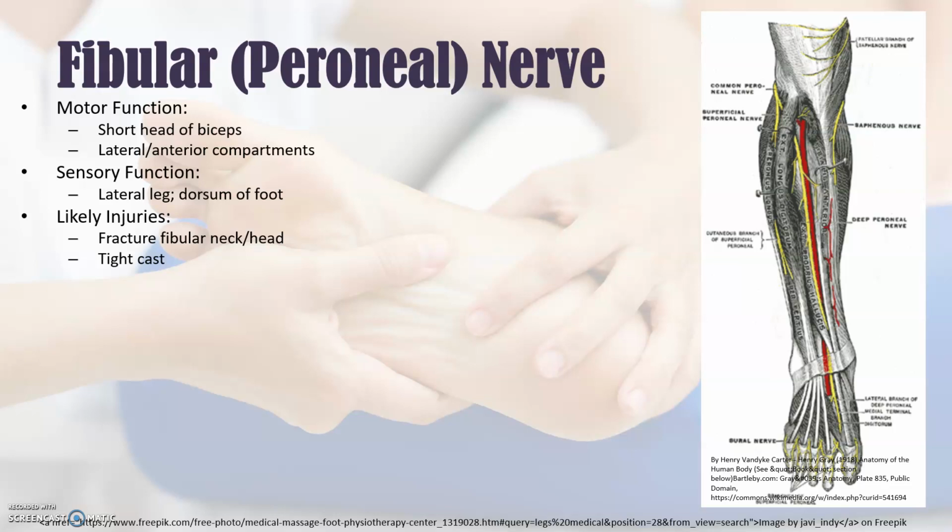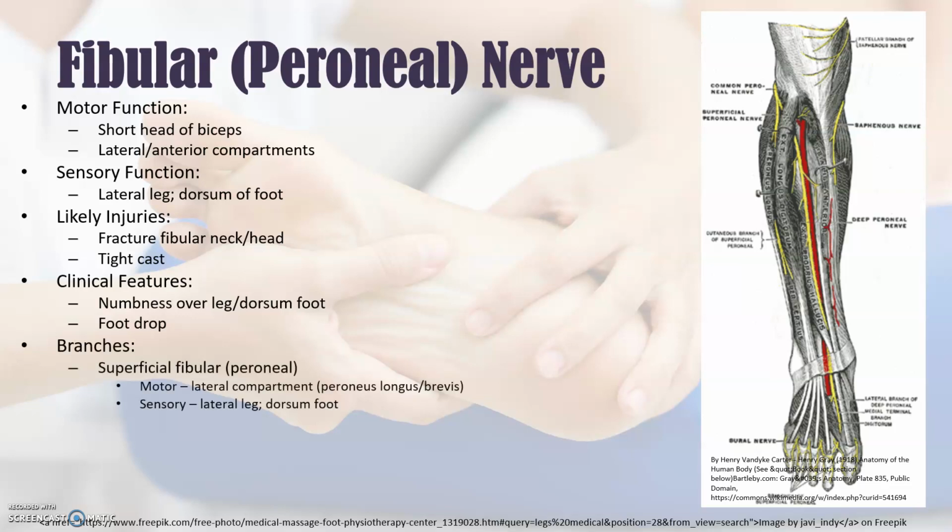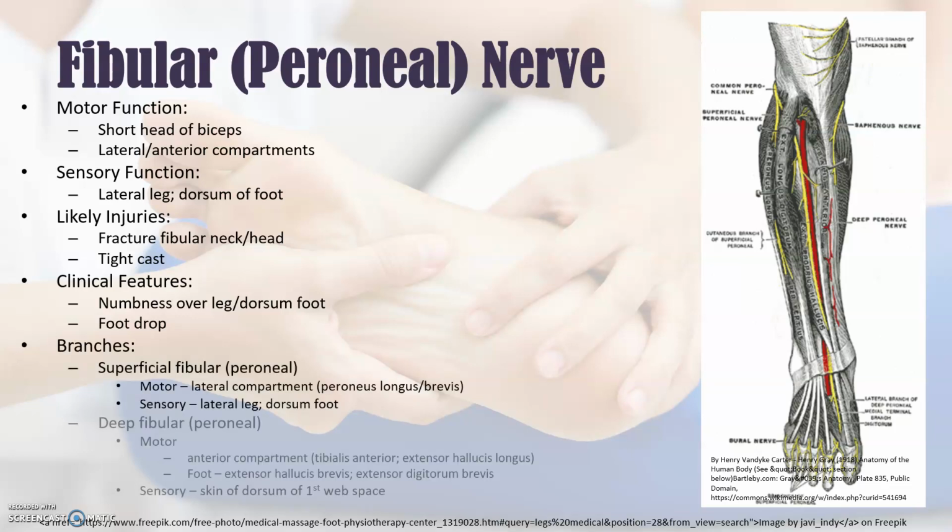The nerve may be injured with a fracture of the fibular neck or a tight cast where it winds around the fibula. And of course, this will cause numbness to the foot and the foot drop. It does have a superficial branch, as we said before, and a deep branch. And you can have a look at this and see the exact muscles that are supplied by both the superficial and the deep branch and the sensory supply to each of these areas.